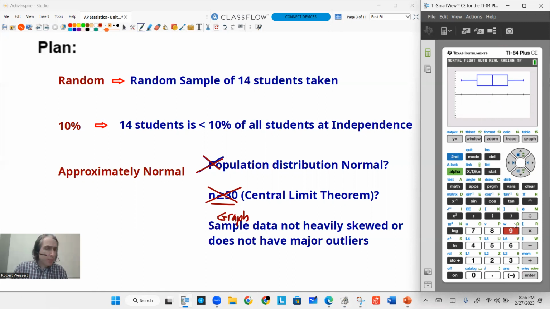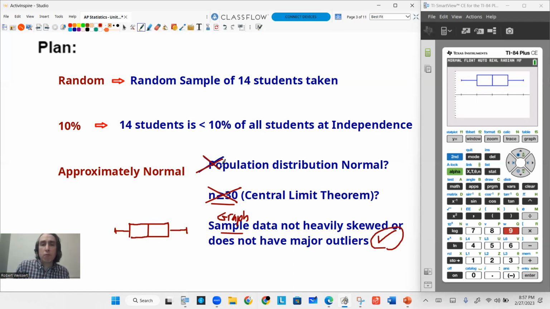Sometimes you're given a dot plot to work with already, but in this case we have to sketch that graph. So we're going to look at the graph and draw that out. It doesn't have to be anything super detailed. As long as a rough sketch of that graph is provided and you state the sample data is not heavily skewed or does not have any major outliers. Now, this is what we want to report.